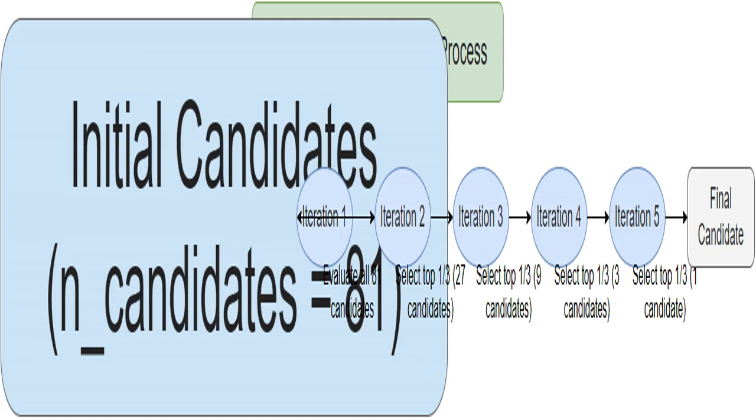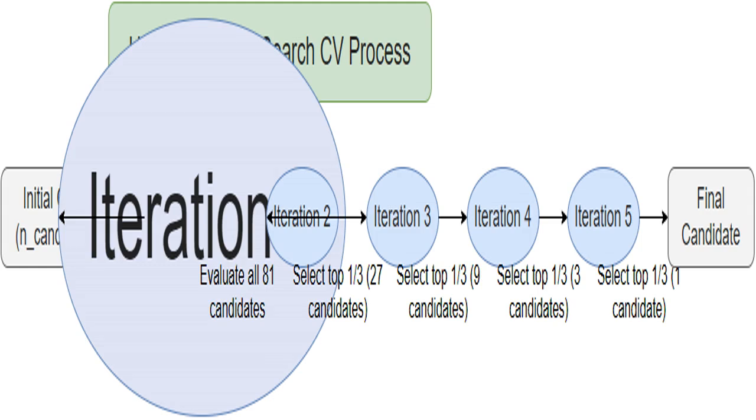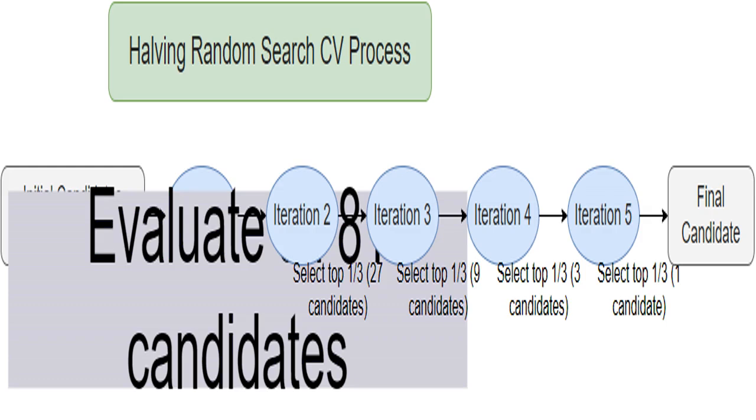We'll test each one initially. This is our first round of testing. I'll try out all 81 hyperparameter combinations. In this first round, each of the 81 hyperparameter sets is used to train and evaluate the random forest classifier model. We're assessing their performance on a dataset.